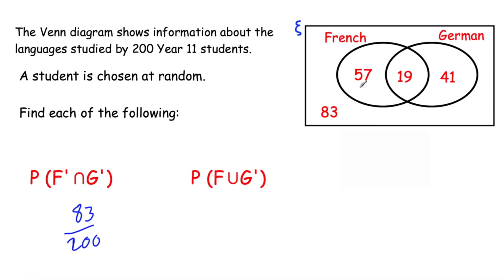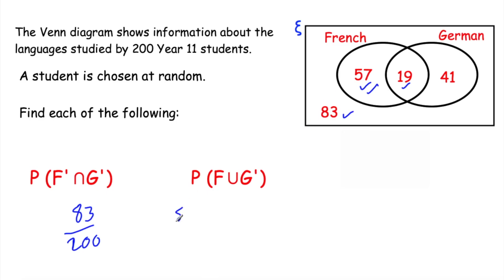So French, so it's going to be that region and that region. Not German would be anything outside of the German circle, so that would be that region there and this region here. So we've got French and we've got not German. Now because it's or, we're accepting anyone that's either French or not German. So let's see why. Because we're accepting anyone that studies French or anyone that doesn't study German. So these students here obviously study French. These students here study French, and these students here, they don't study German. So we're accepting any of those.